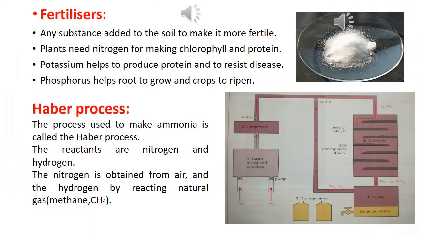What do plants need? Carbon dioxide, light and water. They also need several different elements. What are they? Nitrogen, potassium, phosphorus, all these. Plants obtain these elements from where? From soil. So what is fertilizer? A fertilizer is any substance added to the soil to make it more fertile.